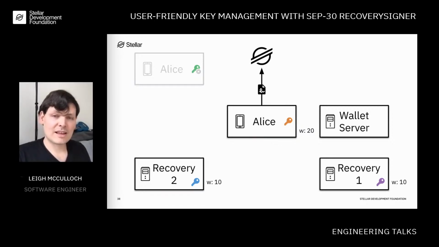The transaction has now been authorized with a weight of 20 and can be submitted to the network. The transaction removes the old signing key that was lost with Alice's previous phone and adds the new signer key that lives on Alice's new phone. Alice is now back in control of her account.